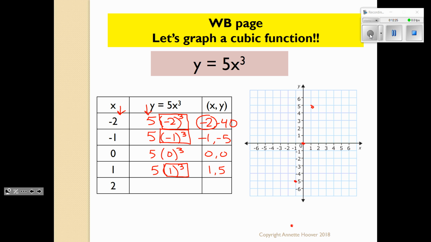So you can see that here it went down very narrow-like, and now it's starting to go up like this. If we plug in 2, 2 cubed is 8, and 8 times 5 is 40, so we have the ordered pair 2, 40. It's going to be way up here somewhere. Something like that, except that should be more of a smooth curve like that.